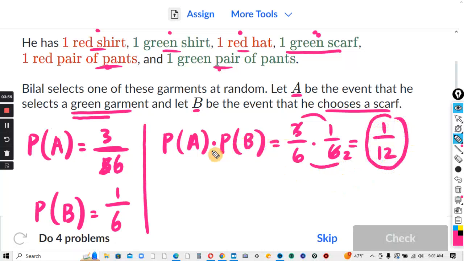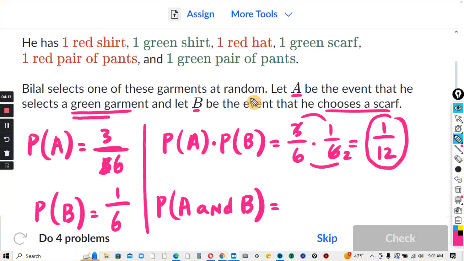Now let's find the probability of both, A and B. Okay, A is a green garment and B is a scarf. Do we have any green scarves? Yes, we do. All right, because A is green and B is scarf, so we have to find the overlap, A and B. We have one green scarf, and that's out of how many garments? 6, 1 out of 6.